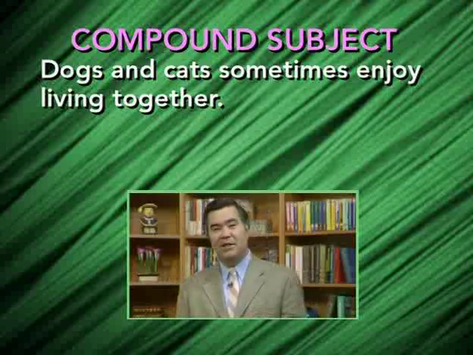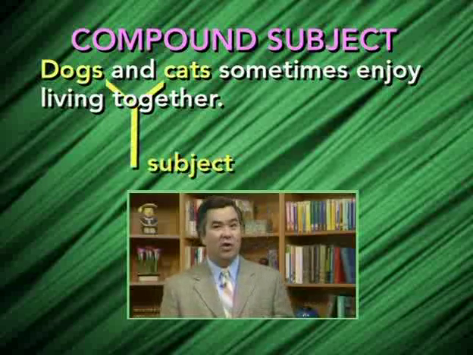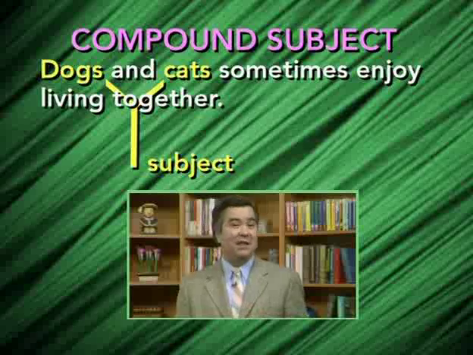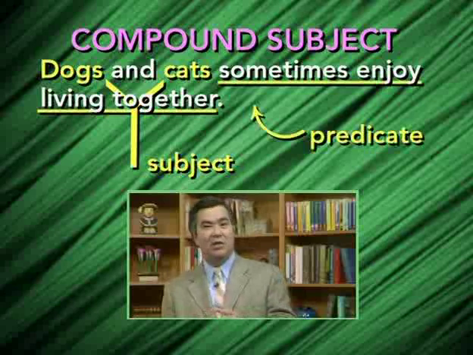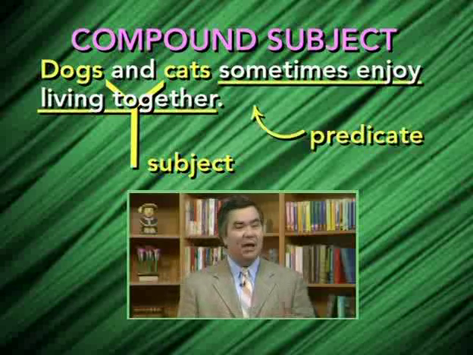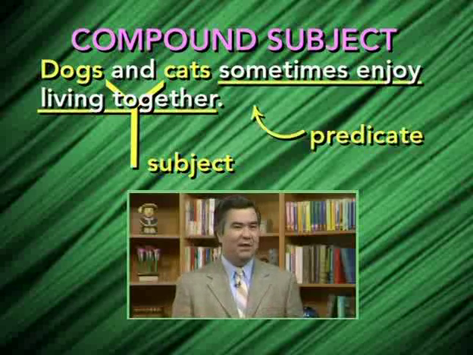Well, the subject of this sentence is the first three words, dogs and cats. That's what the sentence is about. All the rest is the predicate. It tells what dogs and cats do. Now, what's the simple subject of this sentence?